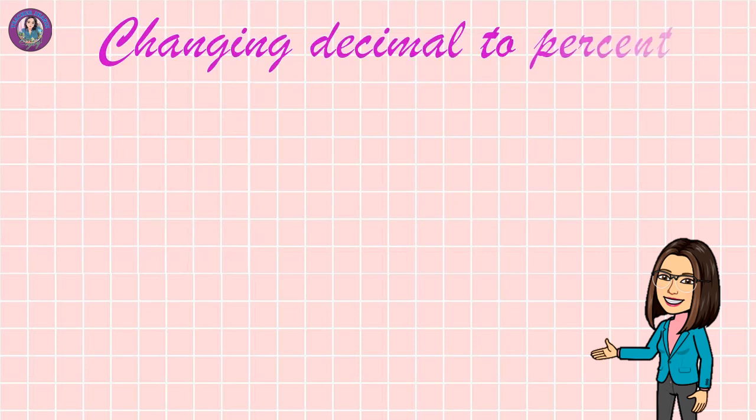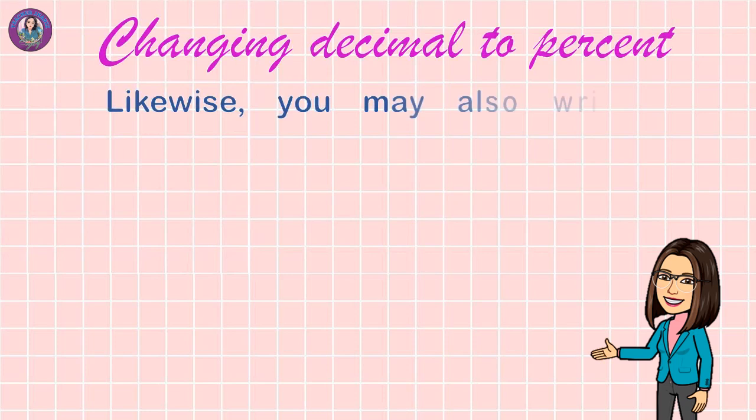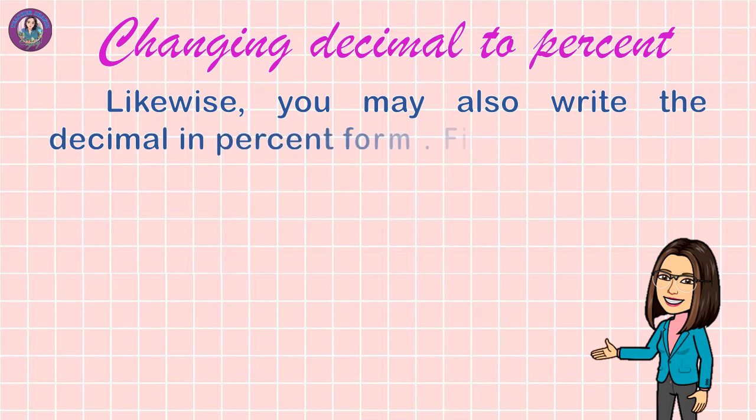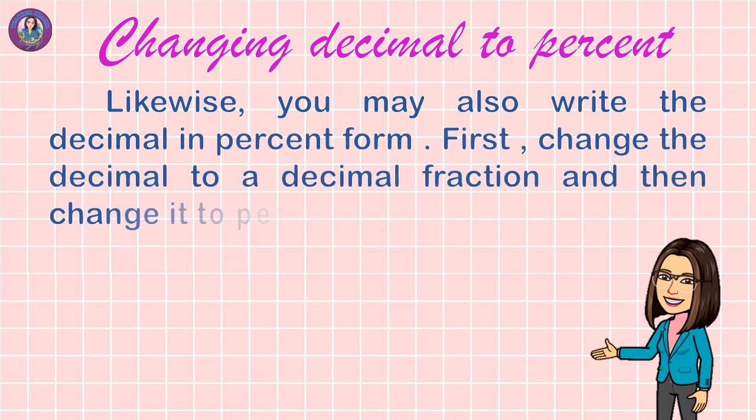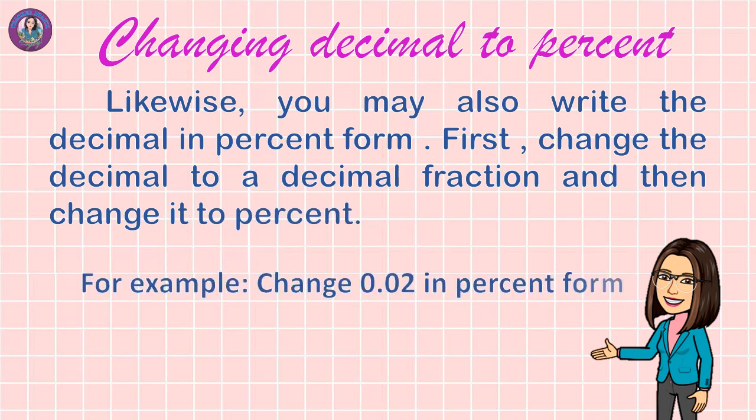Changing decimal to percent. Likewise, you may also write the decimal in percent form. First, change the decimal to a decimal fraction and then change it to percent. For example, change 2 hundredths to percent form. Now we will write that in fraction form, 2 out of 100, then copy the numerator, then annex the percent symbol. So 2 hundredths is 2%.